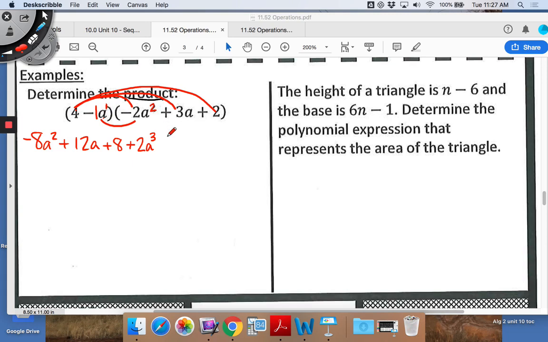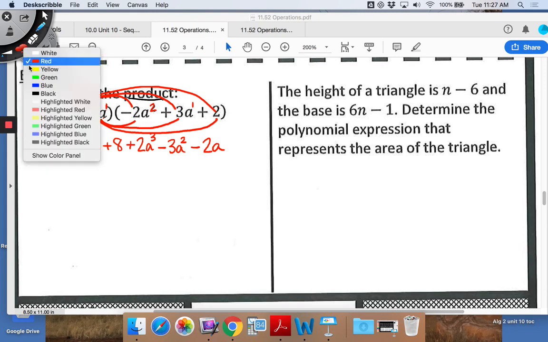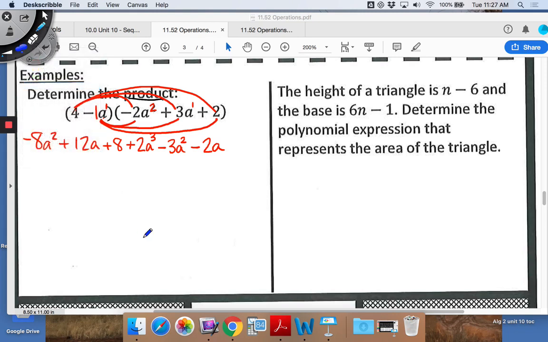So when we multiply, we add the exponents. Negative 1a times positive 3a is negative 3a squared. Again, that's a 1 and a 1, so that's how we get the squared. Negative 1a times positive 2 is negative 2a. So now that I have everything multiplied, I'm going to combine like terms.